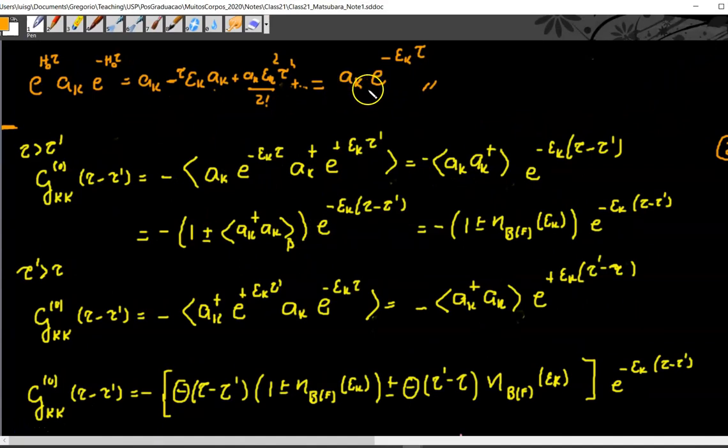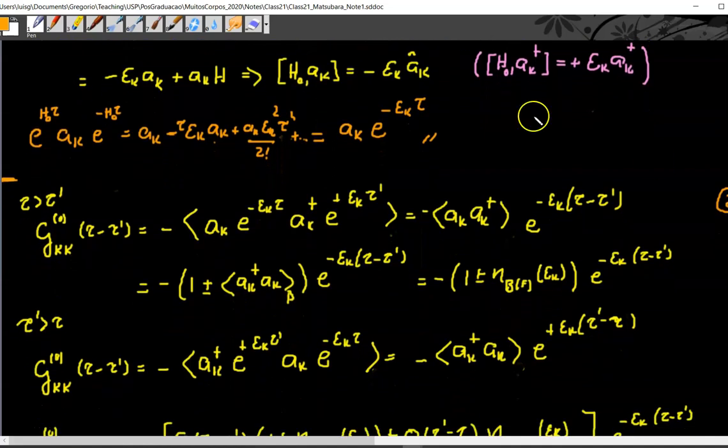All right, so I'm going to replace this here in this thermal average by this. I'm going to do the same with A_k dagger, right? So with A_k dagger, I'll get a plus sign here. Why? Essentially, if I take the dagger of this commutator, H dagger here, I'll get a minus sign there, right? If I take the dagger of a commutator, instead of the commutator of H naught with A_k, I'll have the commutator of A_k dagger with H naught, even though H naught is Hermitian. So I'll get a plus sign here.